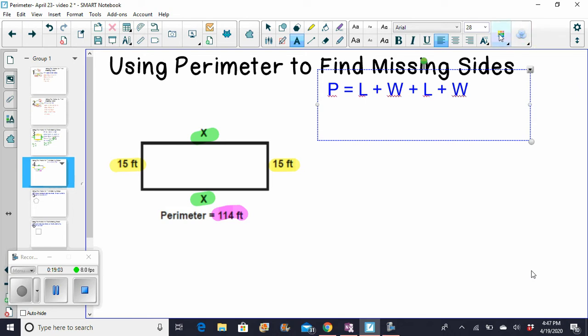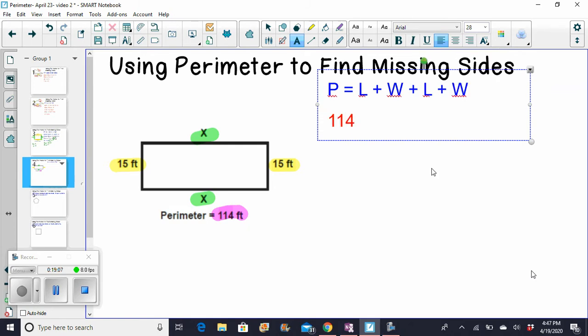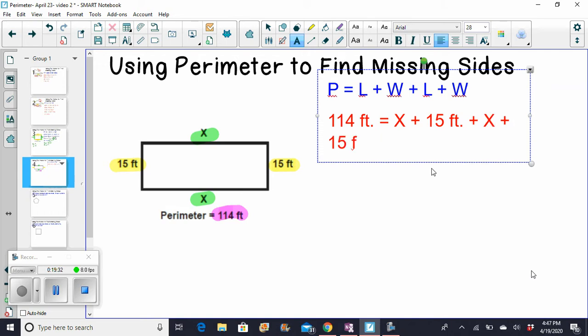I know that perimeter is 114 feet. Is made up of, remember, equal sign is the word "is," 114 is made up of the lengths. Oh, I don't know the lengths. Those are my x's this time. Plus the width, 15 feet, plus other length, x, plus my other width, 15 feet.